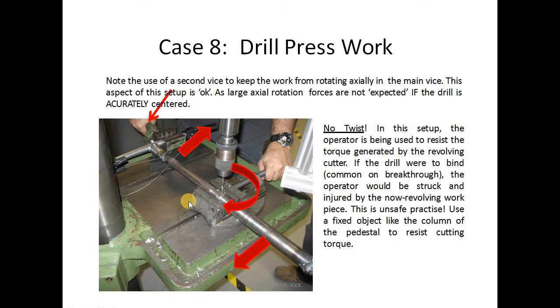So second, always use a second vise. Look at this second vise, here and here. This is the first vise, and this is the second vise to avoid the twisting. So use the second vise to keep the work from rotating axially in the main vise.